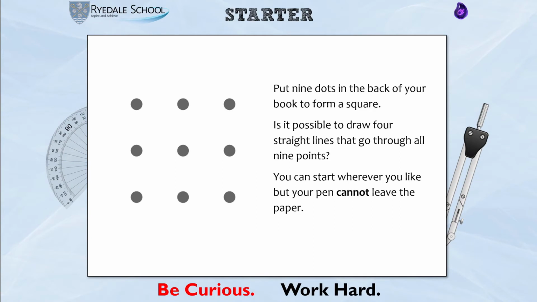However, before we get started, a nice little puzzle for you to do. I would spend a few minutes on this, maybe try it in the back of your book. You need to draw out 9 dots that are configured as shown in this diagram to form a square. And the question is, is it possible to draw 4 straight lines that go through all 9 points? Some of you might have seen this before. Great if you have, but can you crack it? So 4 lines got to go through all 9 points.